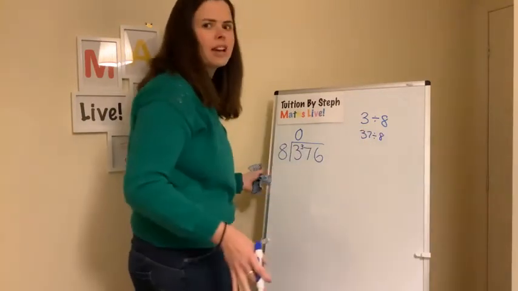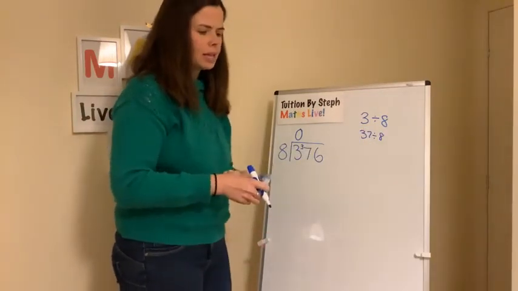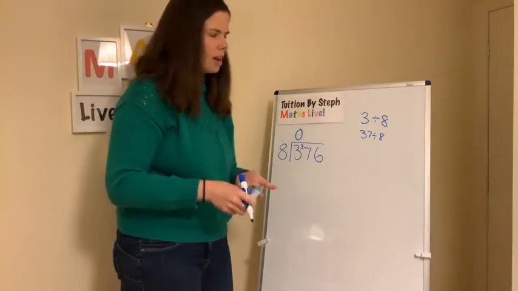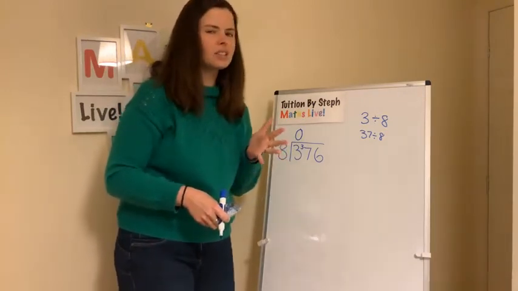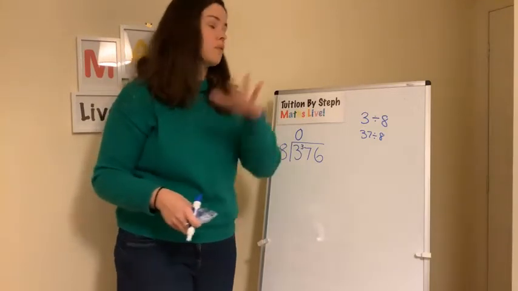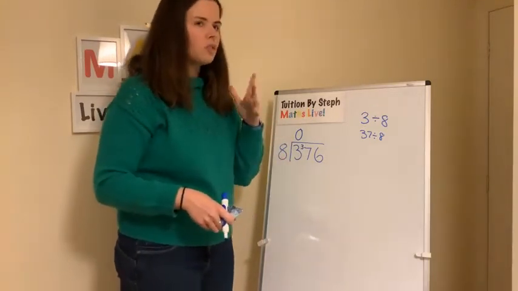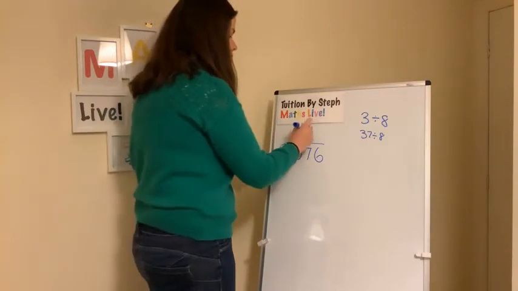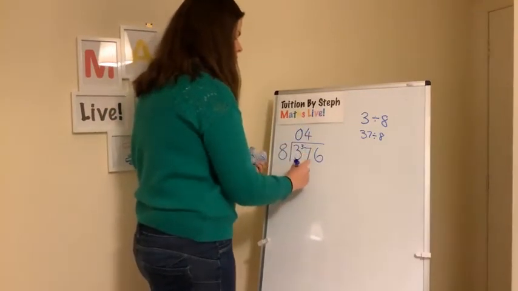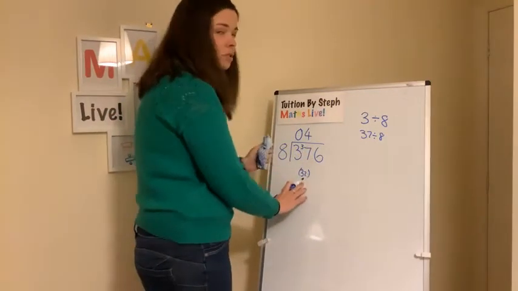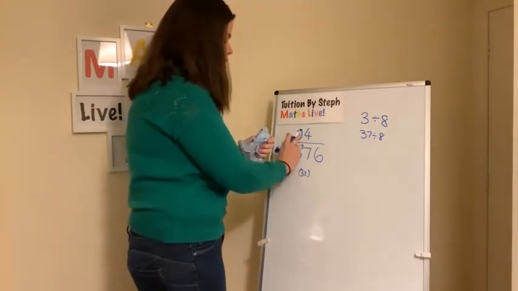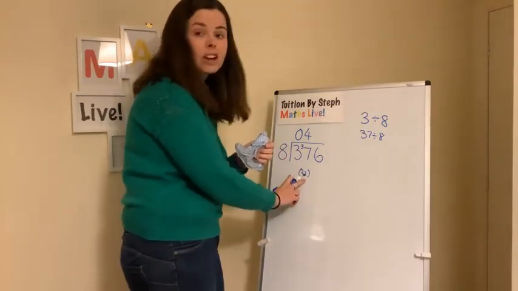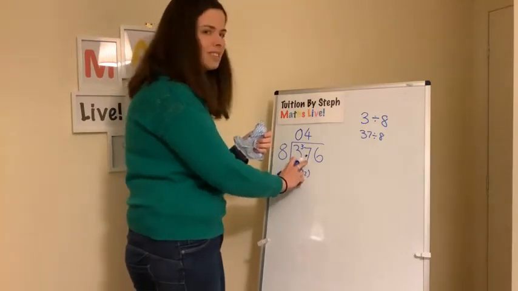So you need to know your 8 times table. 1 8 is 8, 2 8s are 16, 3 8s are 24, 4 8s are 32, 5 8s are 40. Now 40 is too far, we've gone past 37. So 4 8s were 32. Just putting that there to remember. You don't have to do that. It's just nice, when teaching, to show you that 4 times 8 is 32. That's where I got up to. But I need to get to 37.